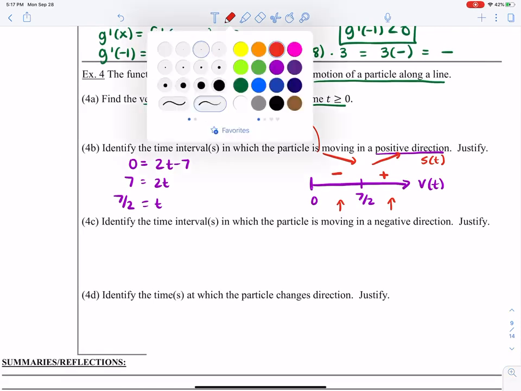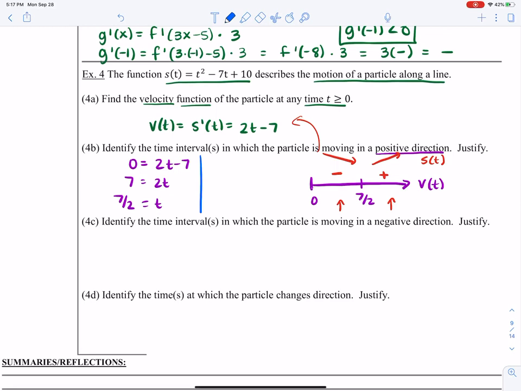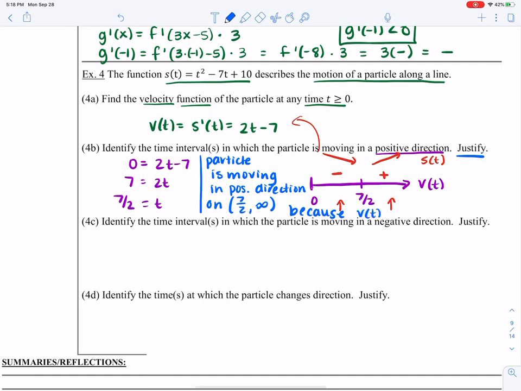So to answer our question, the particle is moving in the positive direction, because velocity has direction, on the interval from 7 halves to infinity. Because it says justify, because v of t is positive.